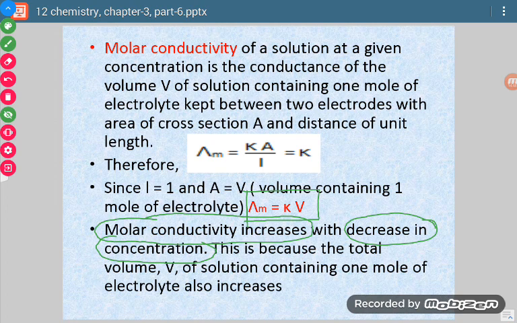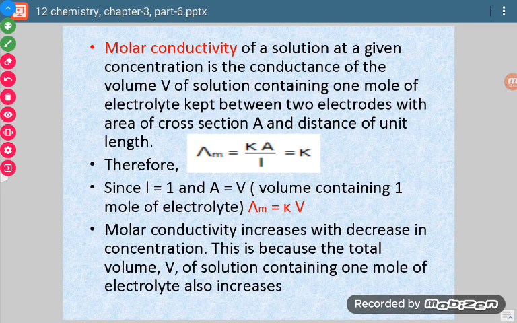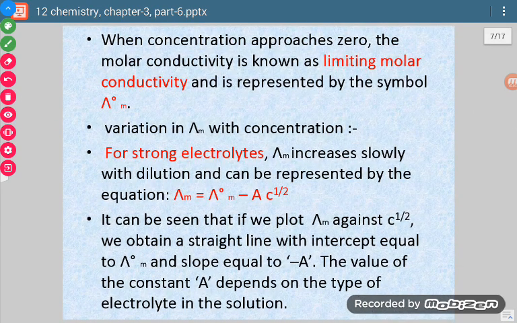So what we can say here is that the molar conductivity value increases with decrease in concentration. And how is decrease in concentration obtained? By dilution. Okay, so this is the difference between variation of conductivity and molar conductivity. Now one more term comes. What is limiting molar conductivity?